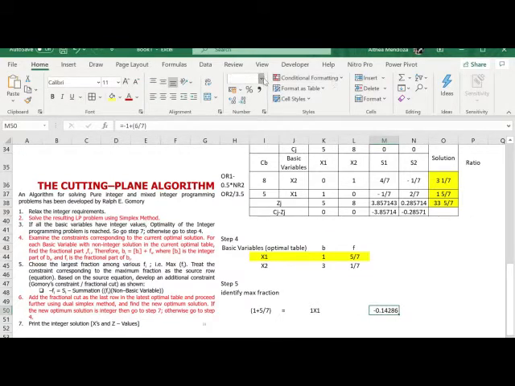Fraction lang natin. Oh, ayan, nabuo na naman siya. Pinaghiwalay ko lang siya kanina pero nabuo na naman. Pero pag hiwalay niyo na lang siya, -1 plus 6/7. So, yan. Ang equivalent niyan ay 1/7 lang din.